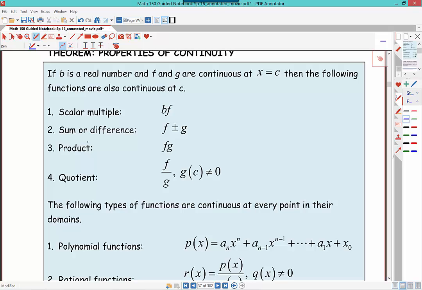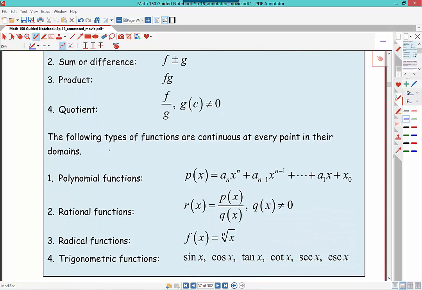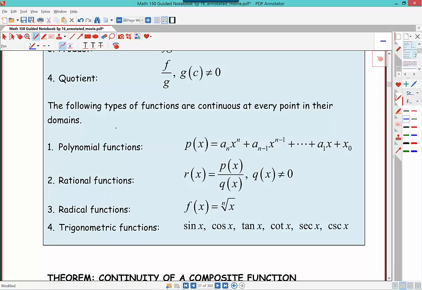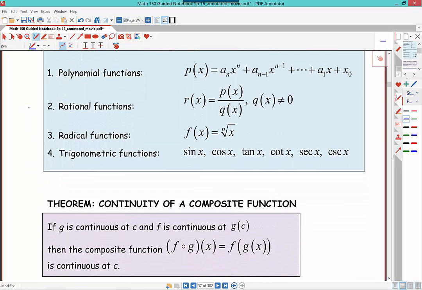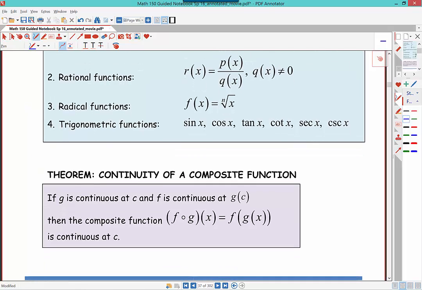The product of 2 continuous functions is continuous, and as is the quotient, as long as you don't get an output of 0 in the denominator for a quotient. Now, there's some special types of functions that are continuous at every point in their domains: polynomial functions, rational functions, radical functions, and trig functions. But remember that caveat, they're continuous at every point in their domain. So wherever there would have been a domain restriction, you're still going to have that going on.